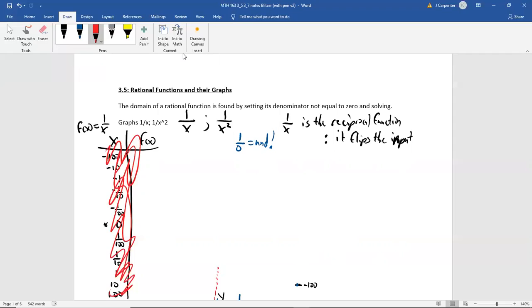So 1 over x has a name. It's known as the reciprocal function. Reciprocal meaning it just flips something. So 1 over x just flips the input. X would be the input. 1 over x would be flipping the input. So in other words, if you plug 2/3 into this function, the answer would be 3/2, because 1 divided by anything just means to flip it as a fraction.